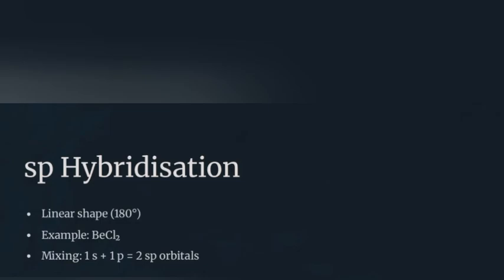So for every energy level of 2, there is always one s orbital and 3 p orbitals. So what then happens is this: hybridization occurs when that one s mixes with different numbers of these p orbitals.